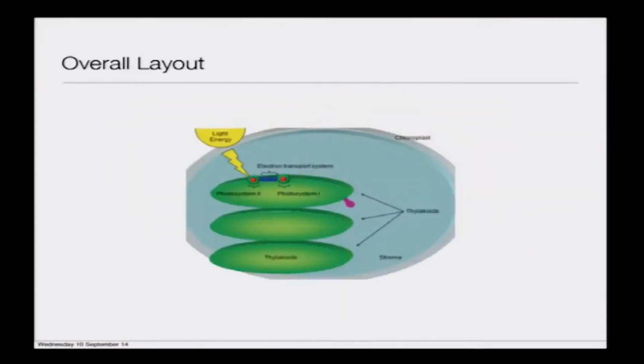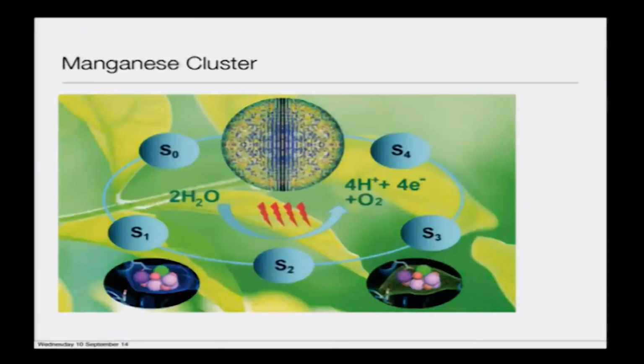Now, the overall layout of the system is something like this. So, you see the membrane where you have the photosystem 2, the photosystem 1, and the electron transport complex. Now, from here I will move on to something called the manganese cluster, the critical part of the game where the water is getting split.